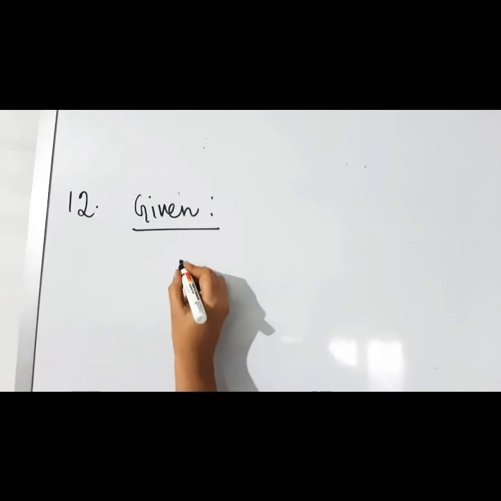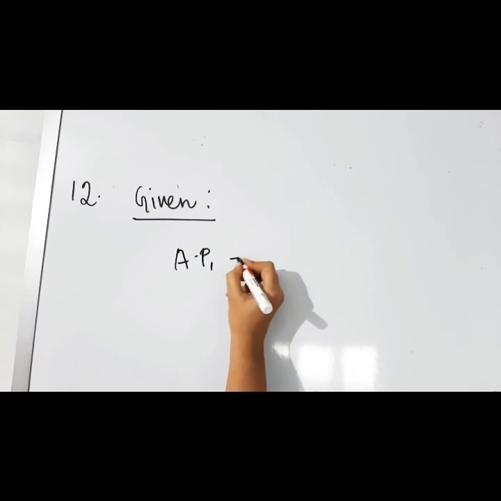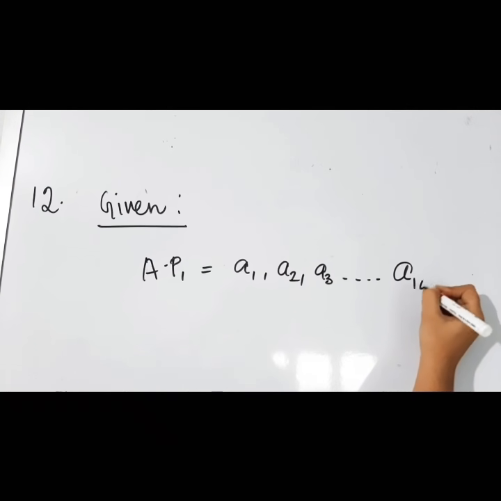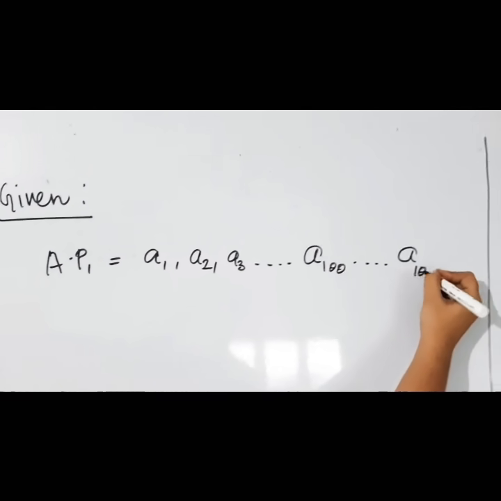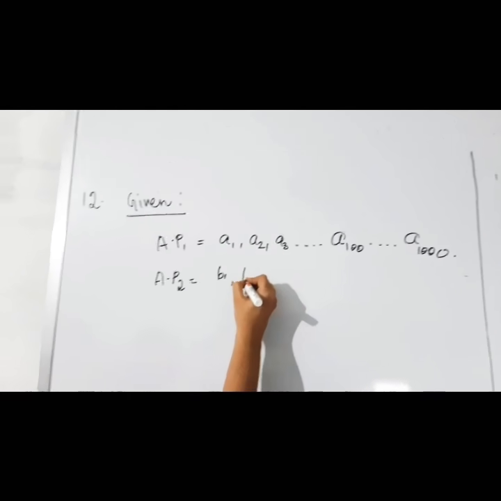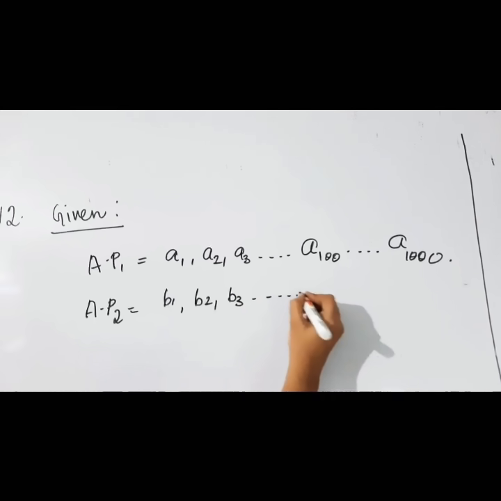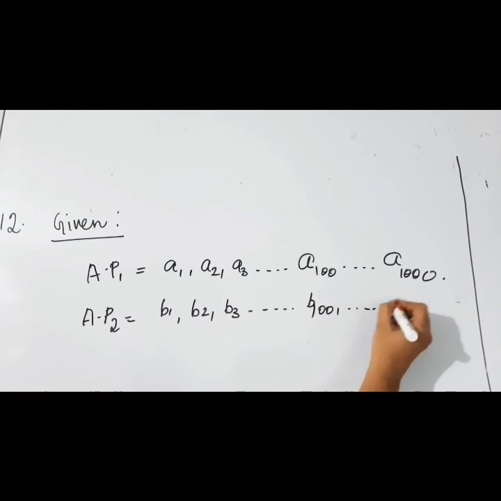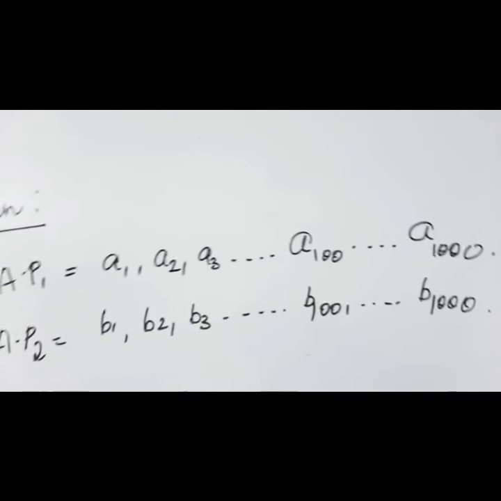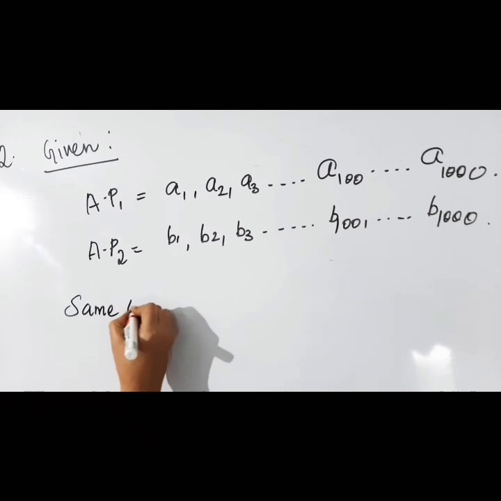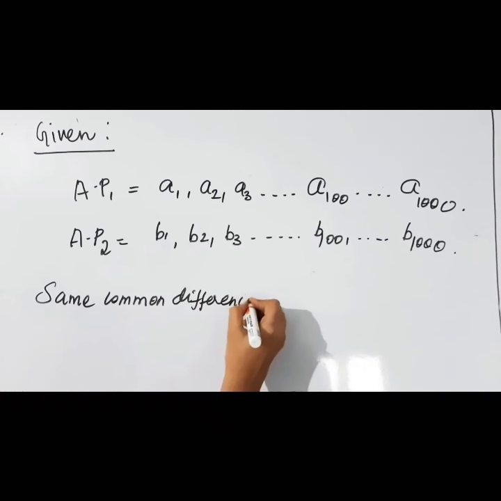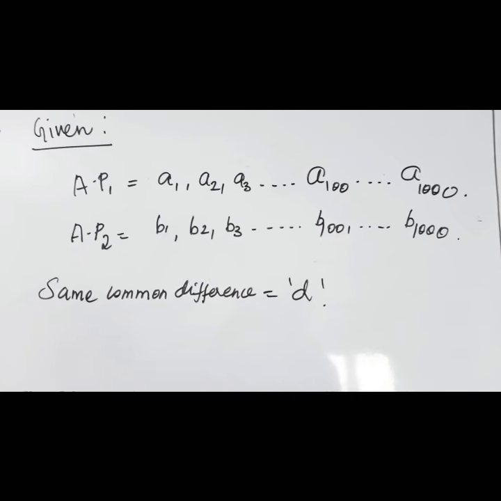2 APs they gave. AP1, let us assume that as A1, A2, A3, etc., A100, etc., A1000. The second AP, let us consider that as B1, B2, B3, etc., B100 and B1000. What did they say? Common difference is same. Since it has same common difference, let us consider that as D itself.